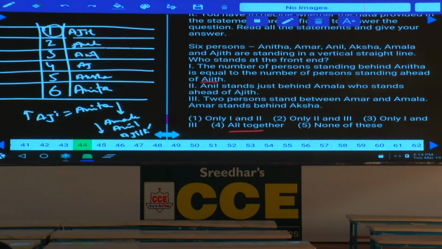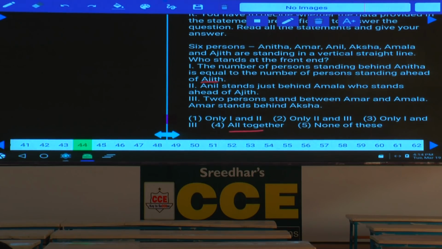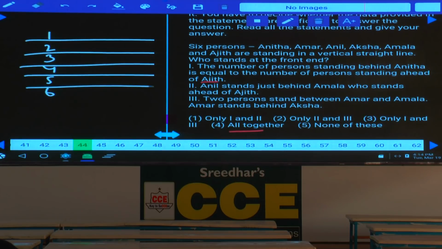Now see in this one. 1, 2, 3, 4, 5, 6. The names of all these persons are starting with the same letter, isn't it? Now, Ajit. Ajit cannot be at the first place, isn't it? Why Ajit cannot be at the first place?